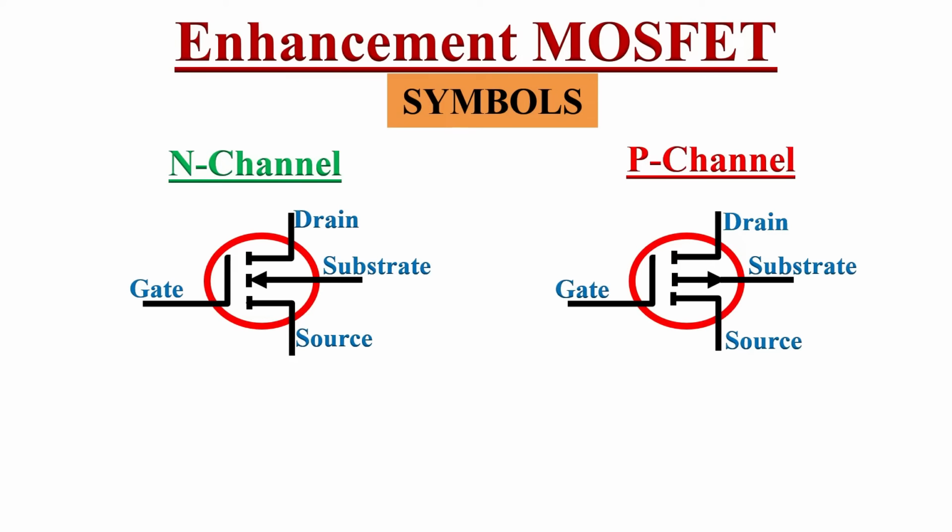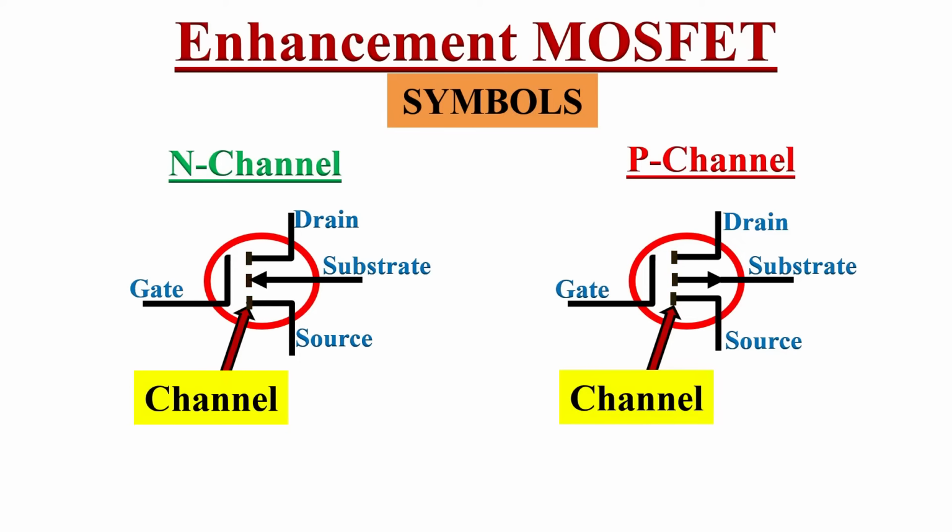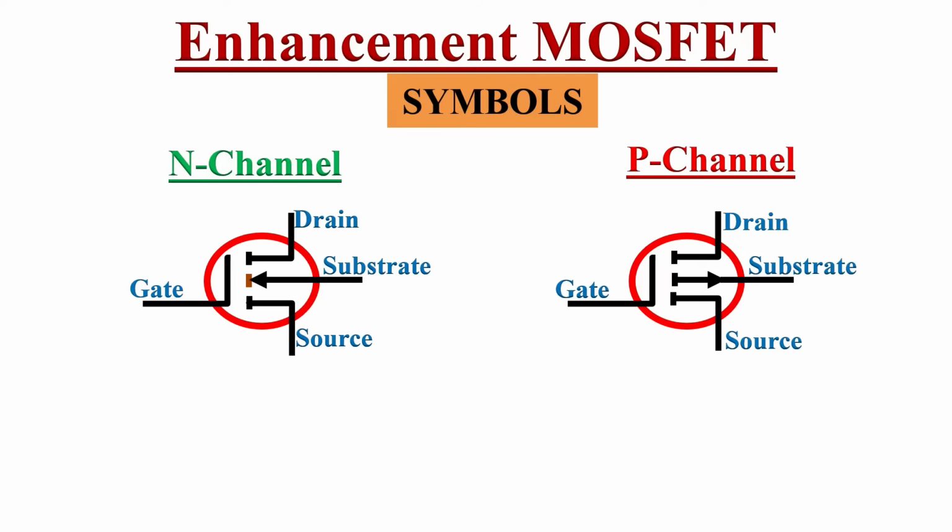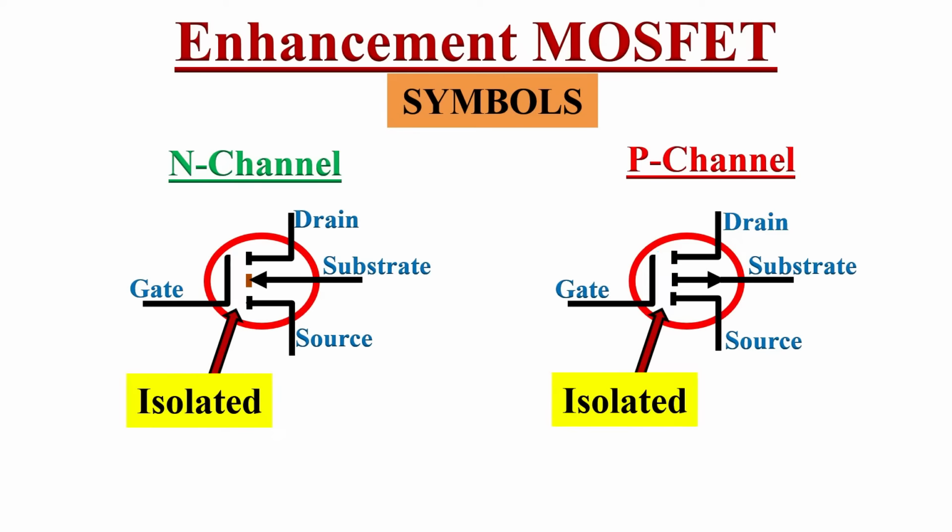If we see the electronic symbols of the enhancement type MOSFET, they replicate the actual construction. It shows all the terminals. Here, this dashed line at drain, source and substrate terminals indicates the channel. Basically, the dotted lines indicate the absence of the continuous channel. Further, there is a space between gate terminal and the channel. This indicates the gate terminal is isolated from the channel.